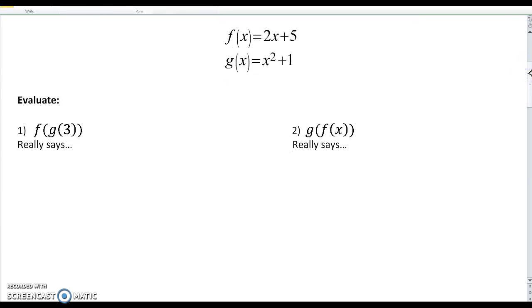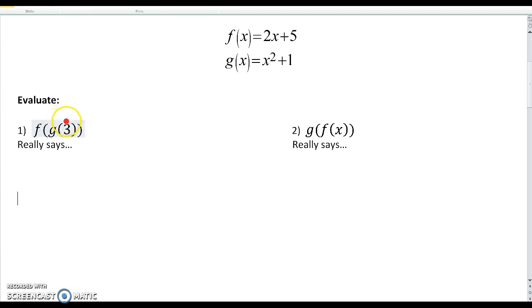Okay, so some notation. You're going to take a look at this here. What does that say? It looks kind of ugly. How you would say this is f of g of 3. So what this means is ignore f for a second. You just have g of 3, which means you take 3 and plug it into g. Now f is on the outside, so we're going to work inside out.